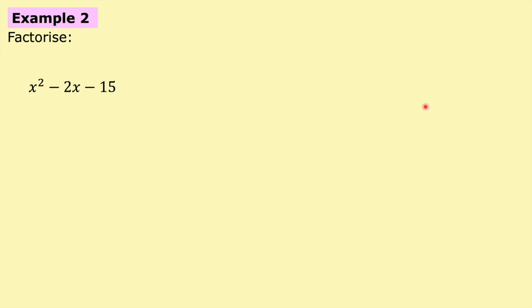Okay, example 2. Here we have to factorise x squared, subtract 2x, subtract 15. You can see that we have two negative signs now, but we're still going to follow the exact same steps as before. So our first step is to multiply the coefficient of x squared with this last term, involving the sign that's in front of the last term. So we've got 1 times negative 15 to give us negative 15.